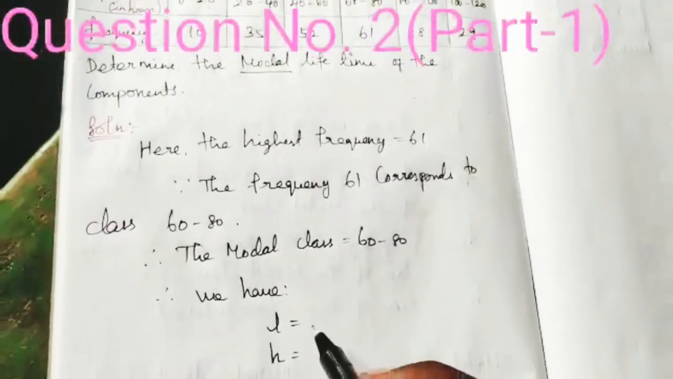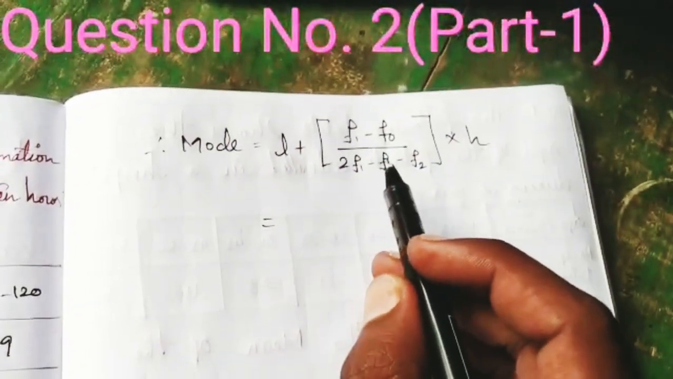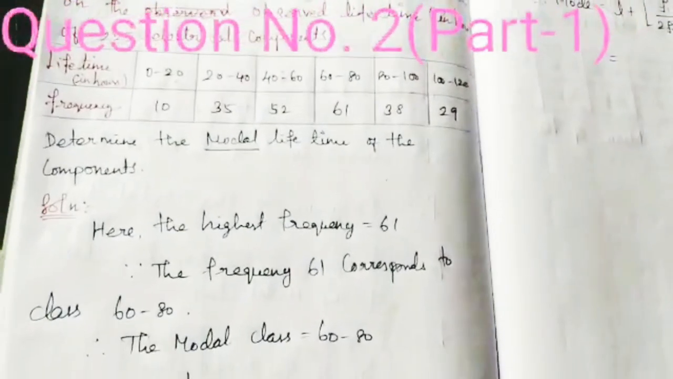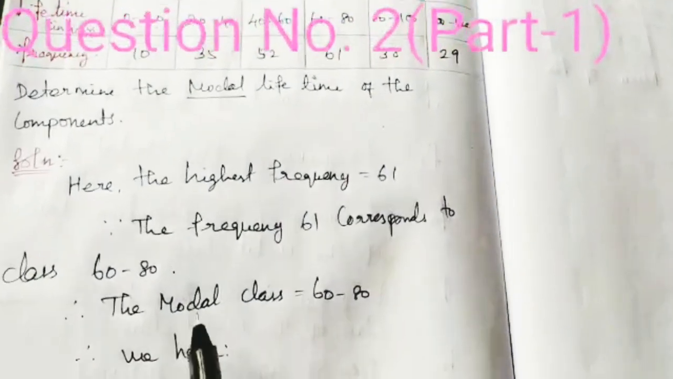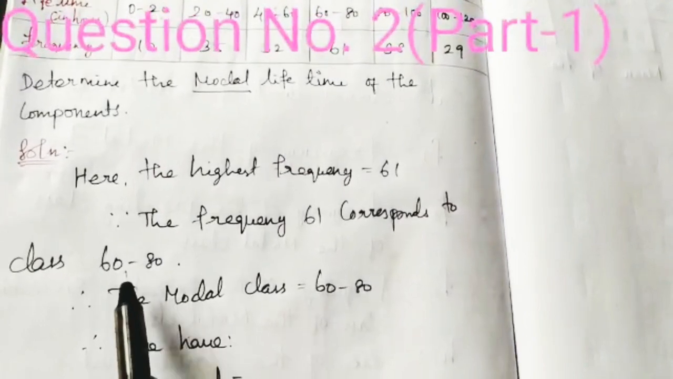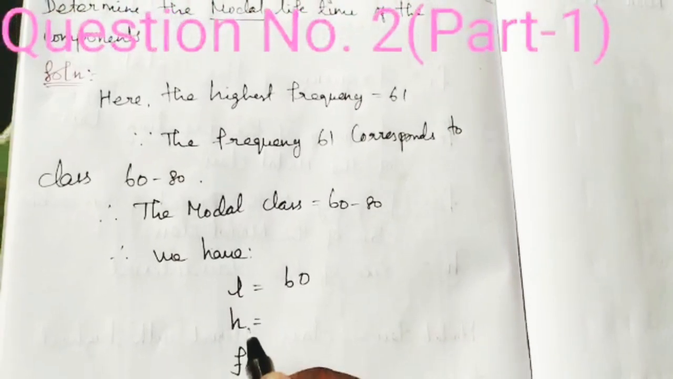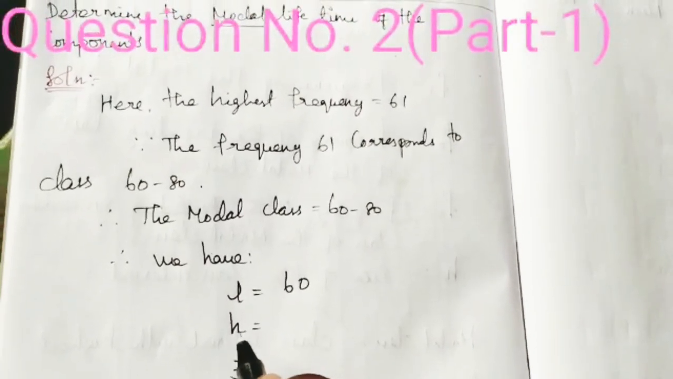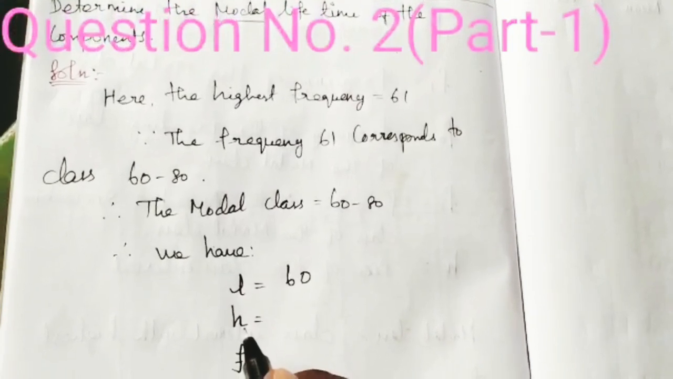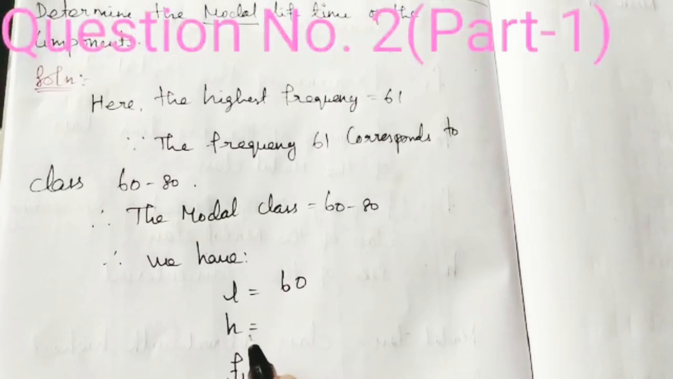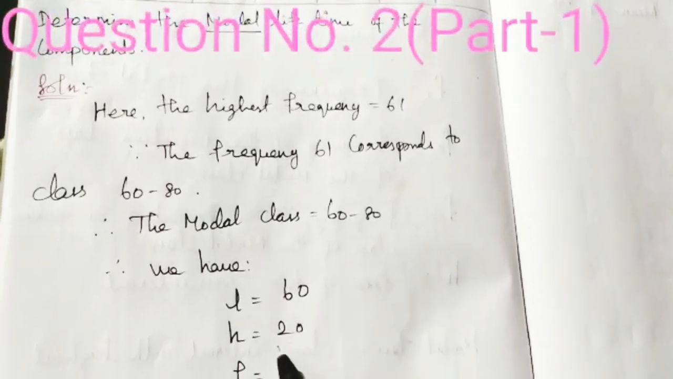Therefore we have the formula: mode equals L plus (F1 minus F0) divided by (2 F1 minus F0 minus F2), multiplied by H. What is meant by L? Already we have seen it: the lower limit of the modal class. Which is the modal class? 60 to 80. So which is the lower limit? 60. So L equals 60. H, already we have seen in the mean, is the class interval size. 60 to 80 means 20.